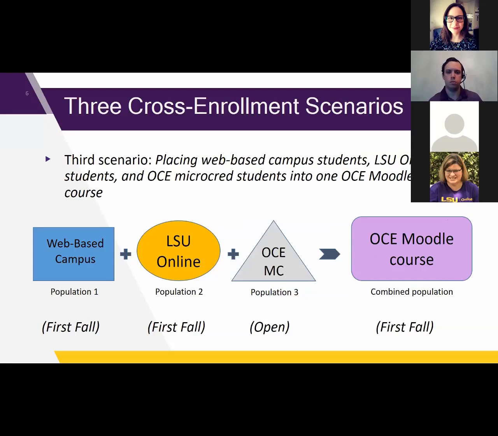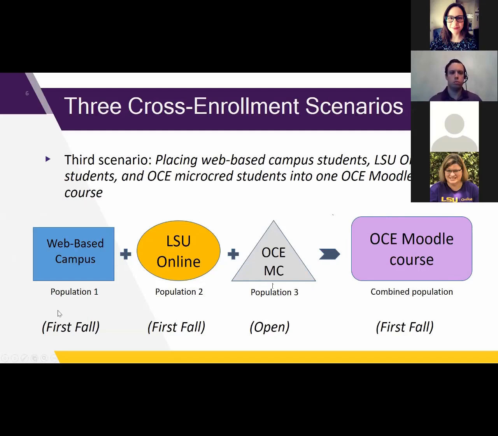So the big one is to combine all of these populations into one. So basically, we're not really limited in the number of Moodle instances that we can combine students from. We just have to teach everyone in one place, basically, at the end of it all. But you'll notice that anytime we include these micro-credential students, we have to teach the course in OCE Moodle. So because, again, of the single sign-on.